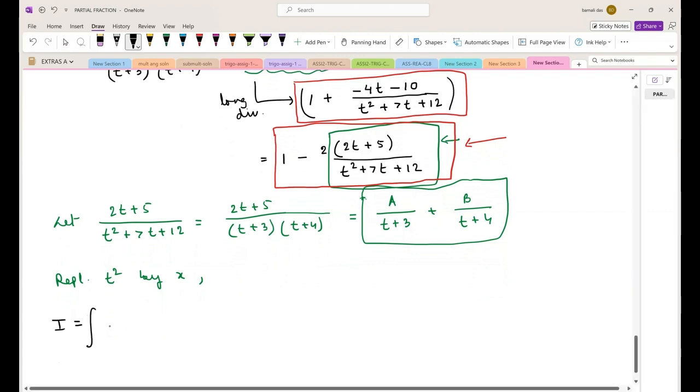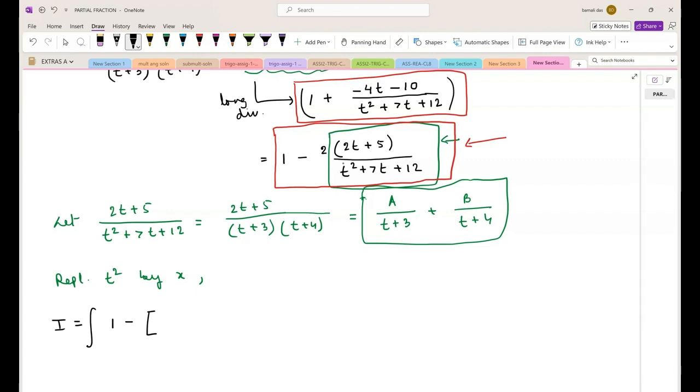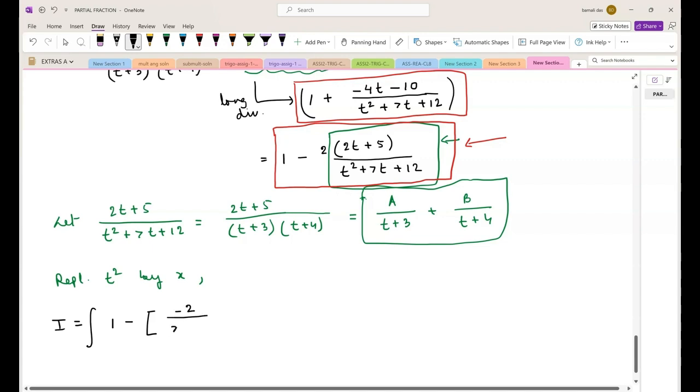So your original I will be integration 1 minus, this portion I'm keeping under bracket, this whole portion, the second portion after the minus. When you put the values of a and b, then you get minus 2 by... you do the sum yourselves and check it out with whatever I'm writing, whether it's correct or not. My sole aim is to show you the process, not the calculation. 6 by x square plus 4, because I've replaced t by x square.